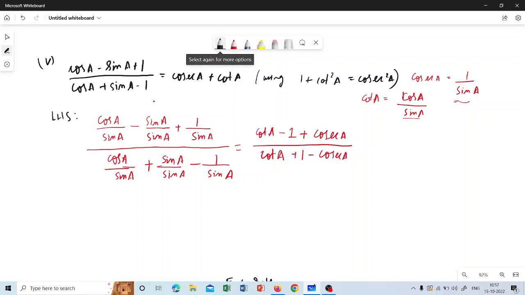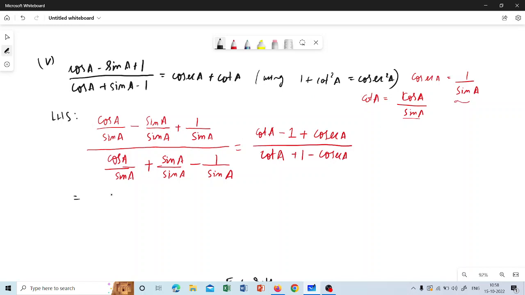Now just look at the numerator carefully here. Now I am using a different thing. Just look at the numerator and there is a 1 here. So if I use this identity, then 1 is equivalent to cosecant square A minus cot square A. So now I am using this identity.